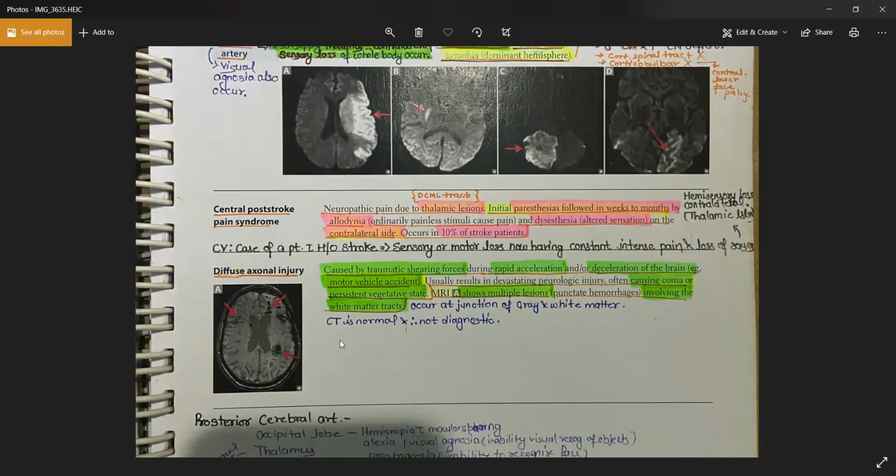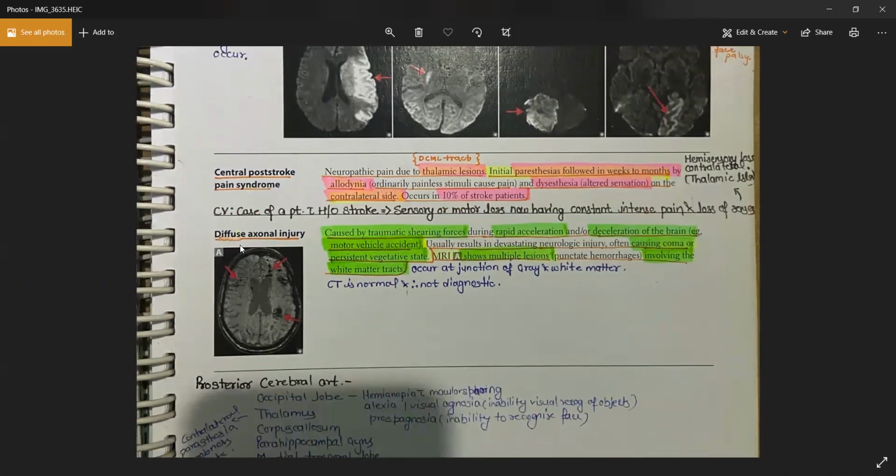Now you have the diffuse axonal injury, and that happens because of the shearing forces with rapid acceleration and deceleration. See, annotate.